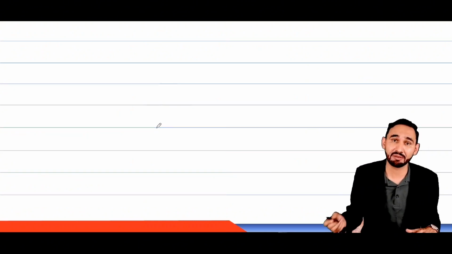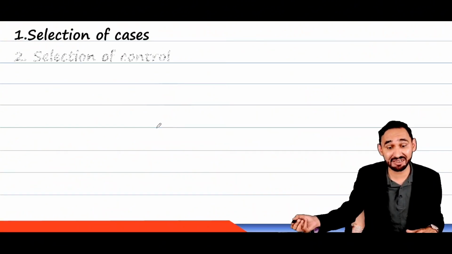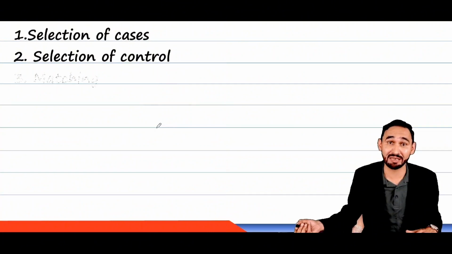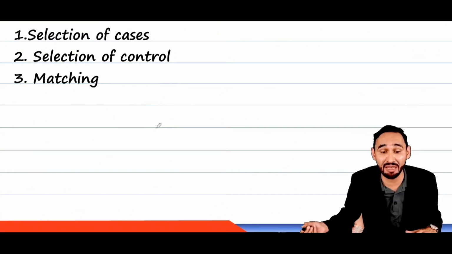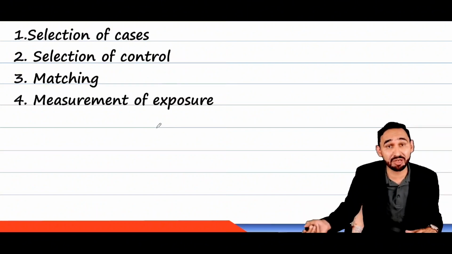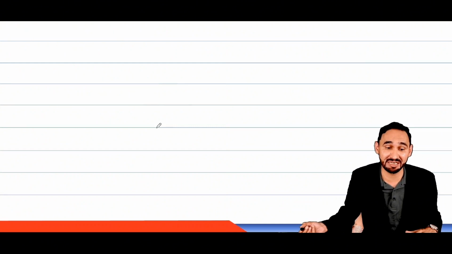So what are the various steps of case control study? First, selection of cases. We have to select the cases. We have to select the controls. Then matching is done. Certain variables of case and control should be the same. Then we will measure the exposure. In the end, we will do analysis of case control study.